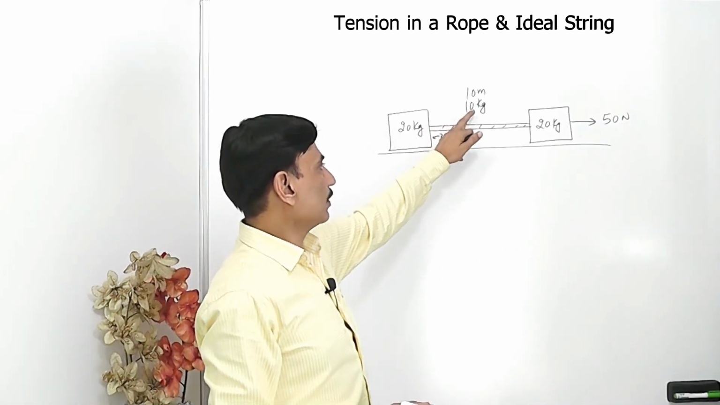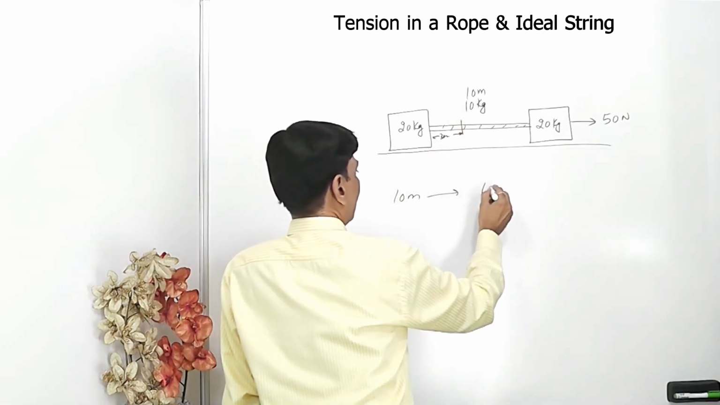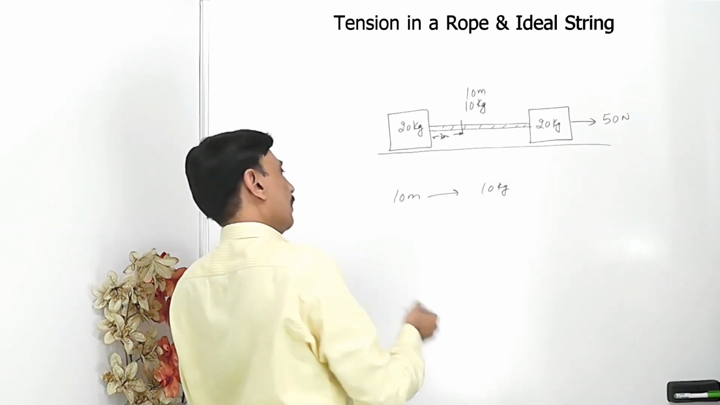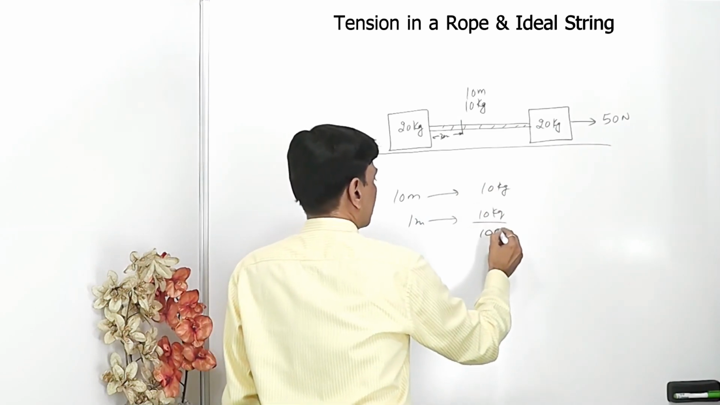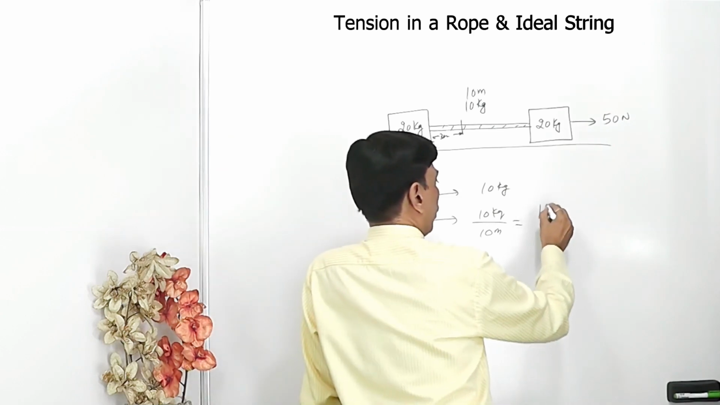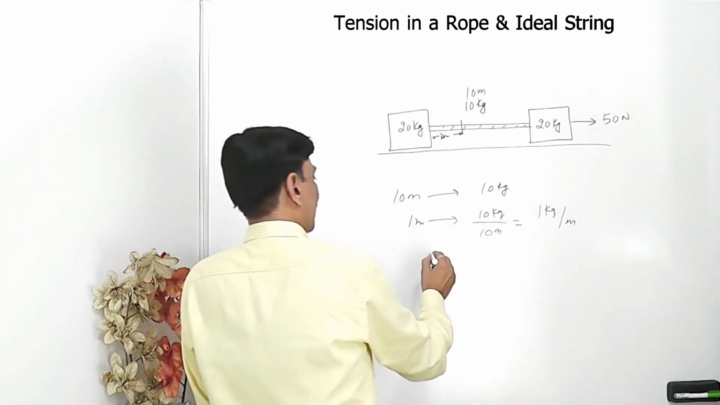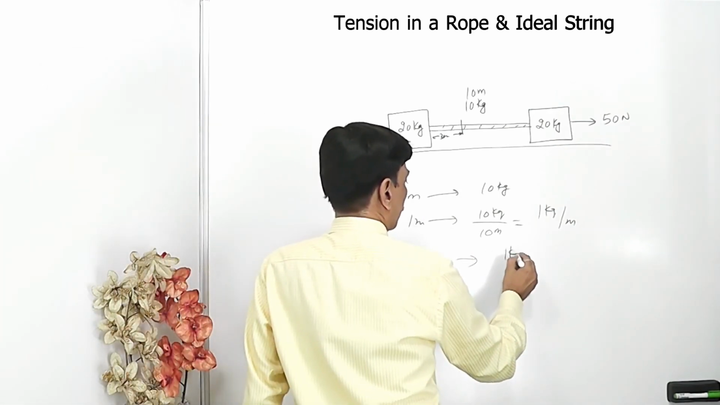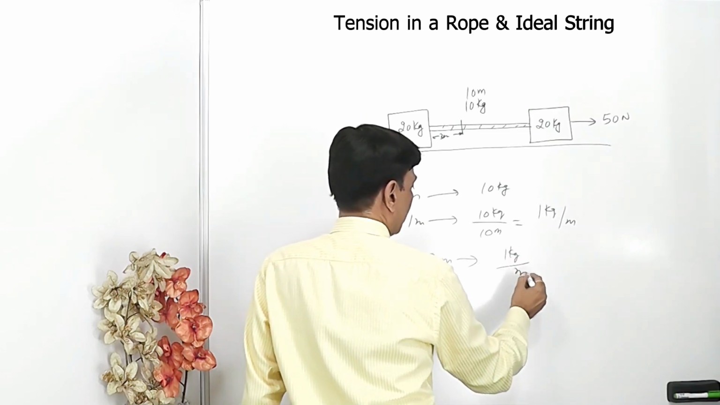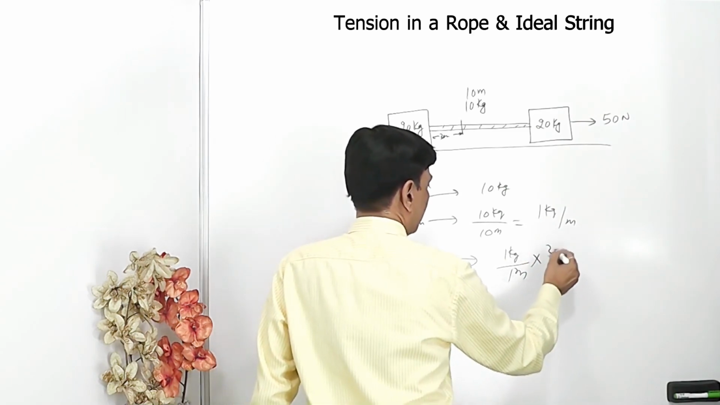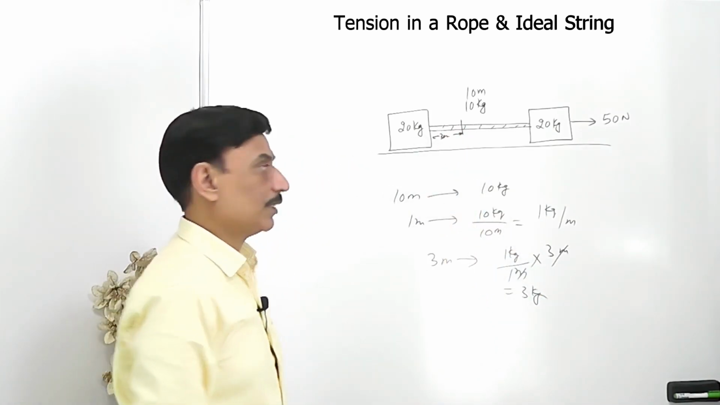So over here we observe that it is 10 meter, 10 kg. So it means if the length is 10 meter, the mass of the rope is 10 kg. That is mass per unit length. For 10 meters it is 10 kg, so mass per unit length comes out to be 1 kg per meter. That is, every meter has a mass of 1 kg. So when we talk about 3 meter, it is 1 kg per meter into 3 meter, meter gets cancelled. So that comes out to be 3 kg. So the mass of 3 meter is going to be 3 kg.